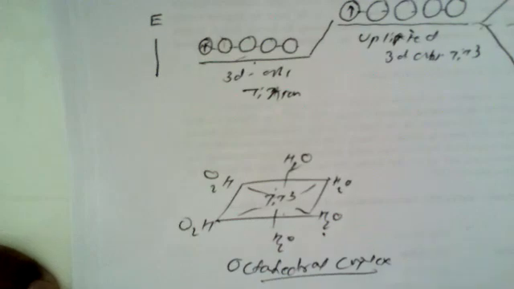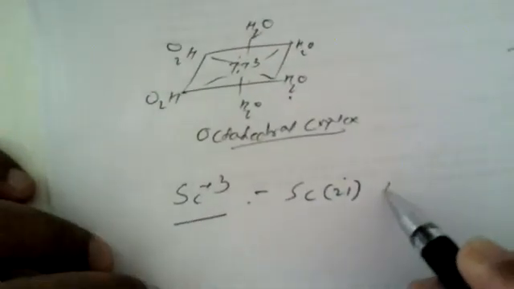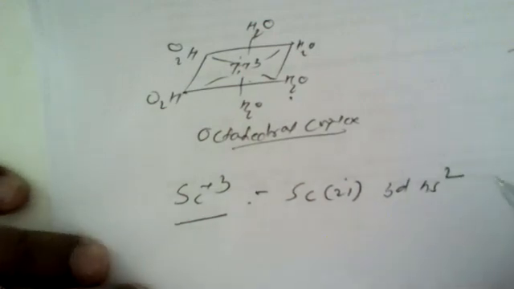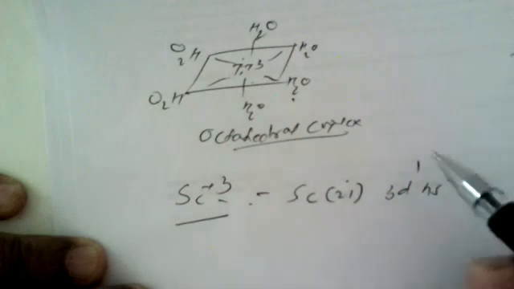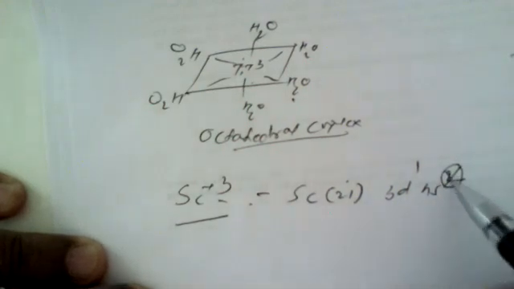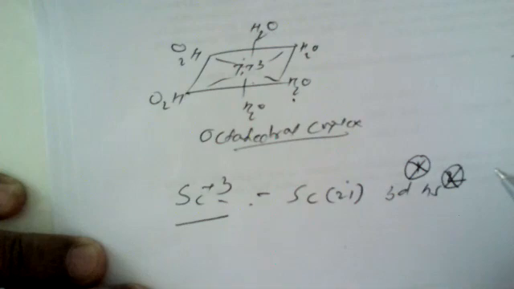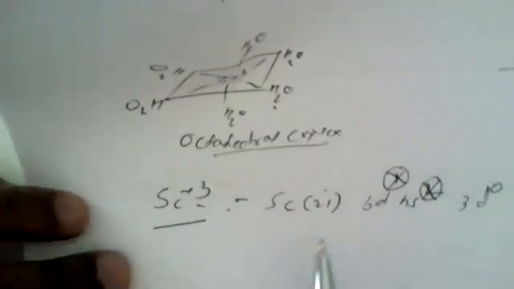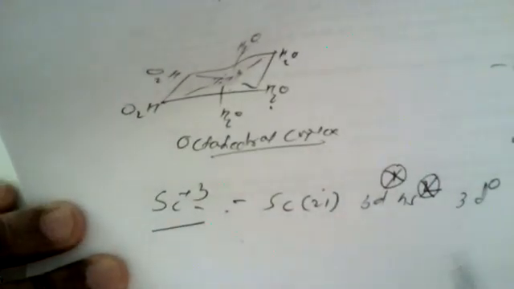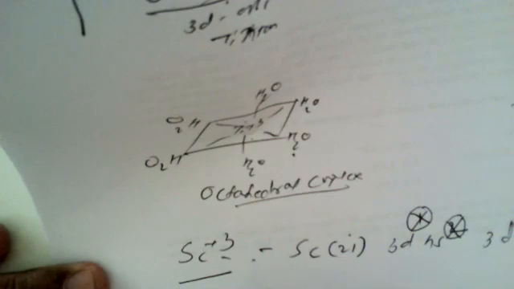We know scandium is atom number 21. Its configuration in terms of argon core is 4s2 3d1. Now to show the plus 3 oxidation state, scandium must lose 2 electrons from 4s and 1 electron from 3d. So the configuration becomes d0. Whenever we observe a d0 configuration, it is colorless. So no unpaired electrons are present in scandium plus 3. It is colorless.